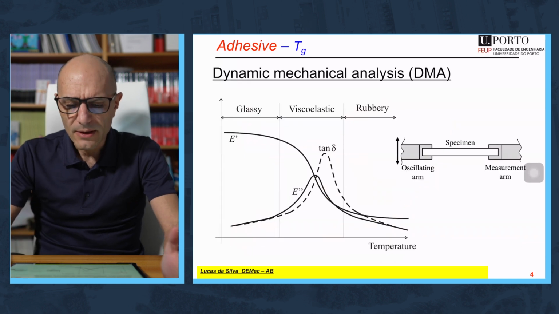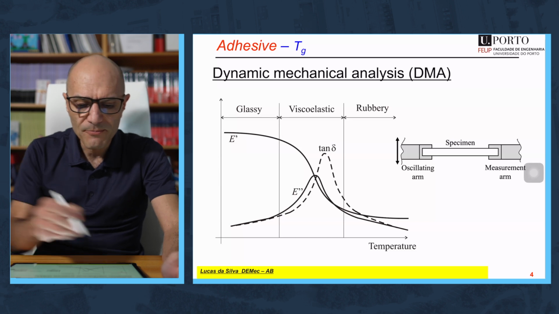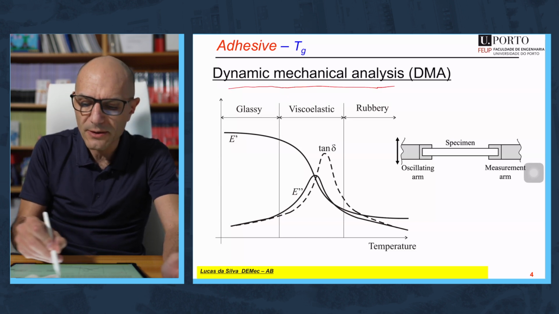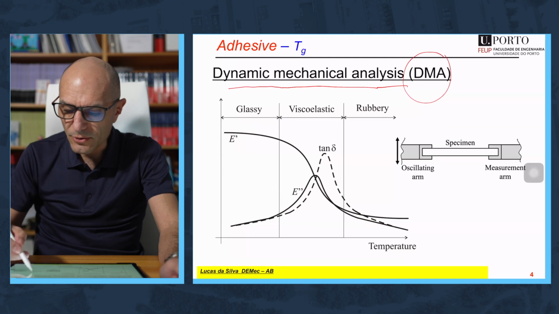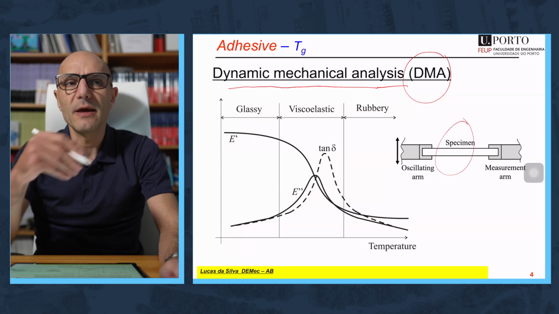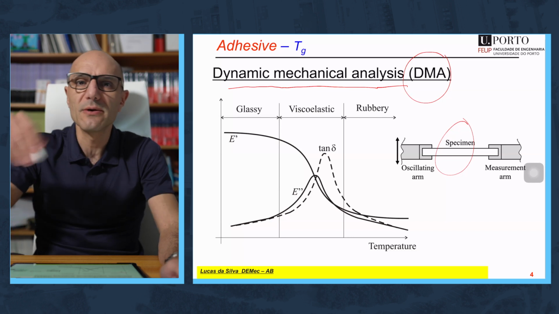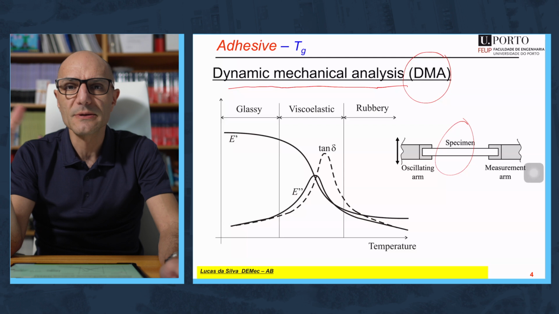But probably the test that is most commonly used to measure TG is the dynamic mechanical analysis test, DMA. So in that test, you use the specimen you want to measure the TG, and you apply a sinusoidal stress wave, and you measure the strain response.